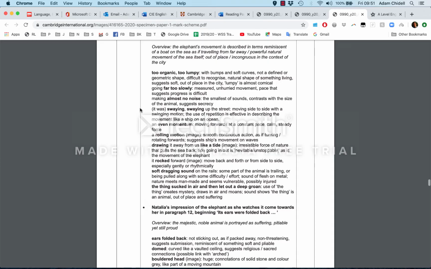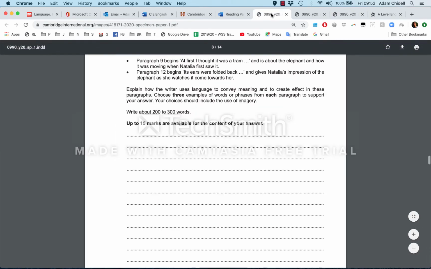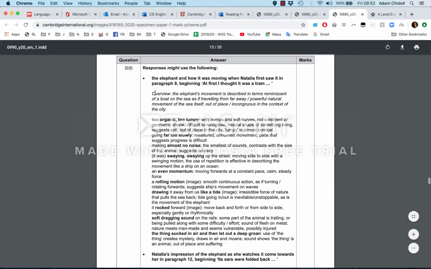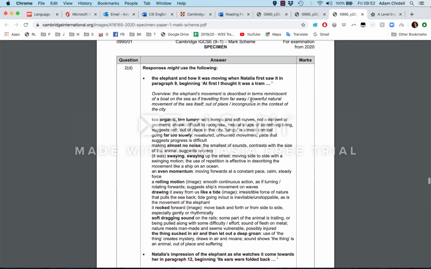So, what should you do in terms of how you answer it? Well, first thing to do is to give a brief, maybe 1-2 line overview of the overall effect of the paragraph. The one we've just read says on the mark scheme that the overview or the overall effect is that the elephant's movement is described in terms reminiscent of a boat on the sea, as if travelling from far away. Or they say the general effect could be that it is as though the elephant is moving with the powerful natural movement of the sea itself. So there are various comparisons between the elephant and the motion of the sea.